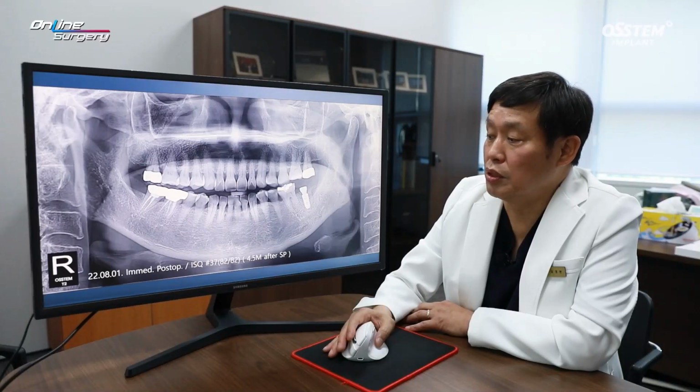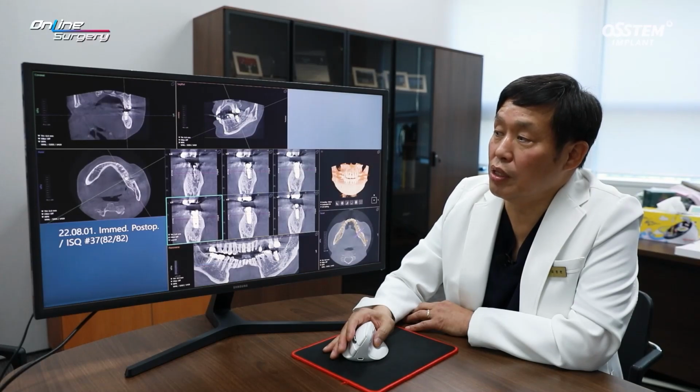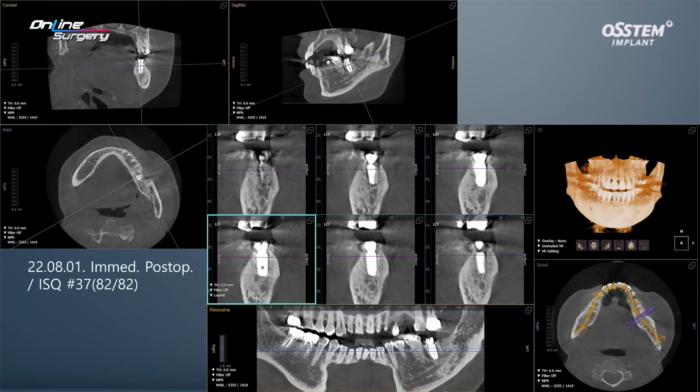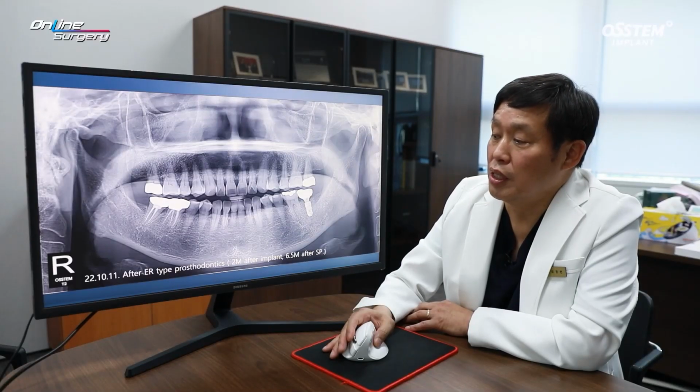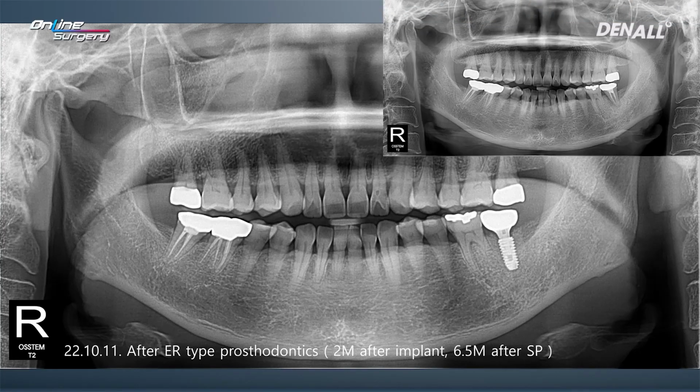Socket preservation was done using A Oss. About 4.5 months later, implant was placed. Right after implant placement, CT was taken around the implant. Alveolar bone is formed well, therefore, without additional bone graft, the surgery was closed. This is after final prosthesis delivery. Because I placed a soy implant, I was able to do loading within 2 months. After socket preservation, about 6.5 months later, loading was done. If you compare with before surgery, in the area where there was a periapical lesion, A Oss was used for socket preservation, and about 4.5 months later, surgery was done, and loading was done after 2 months.